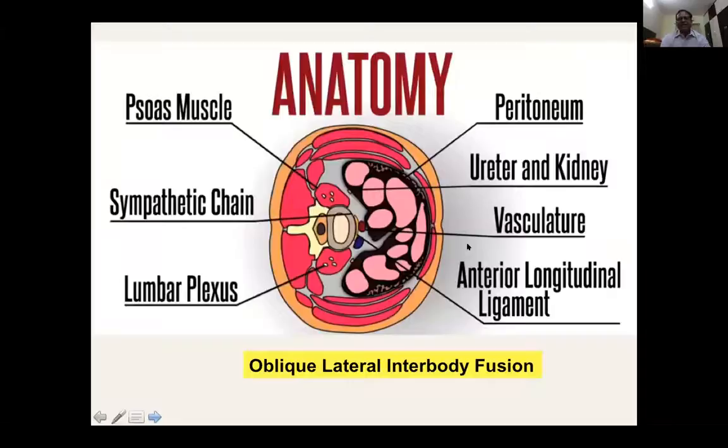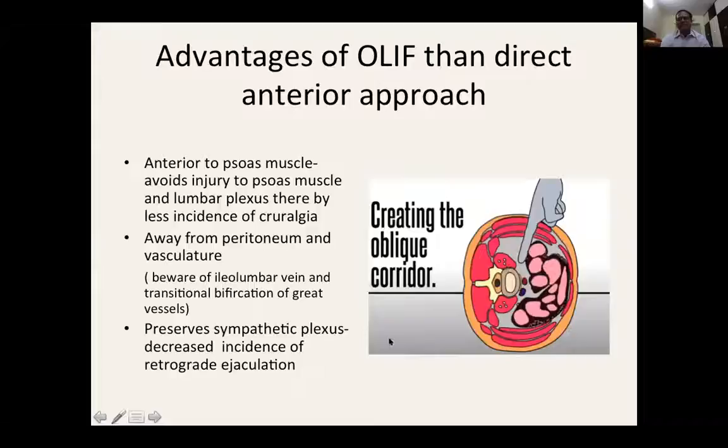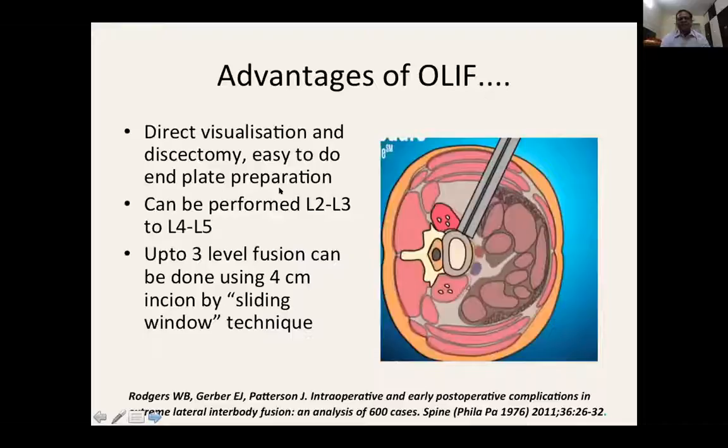Now, this can be done with a finger dissection, or using an endoscope. The advantage of OLIF is that one can do the discectomy without entering the peritoneum and without damaging the nerve. One need not use a monitoring device also. It can only be performed at L2-3, L3-4, and L4-5.